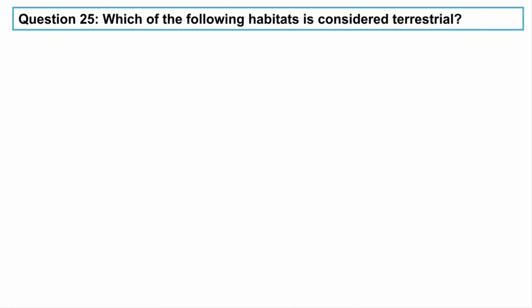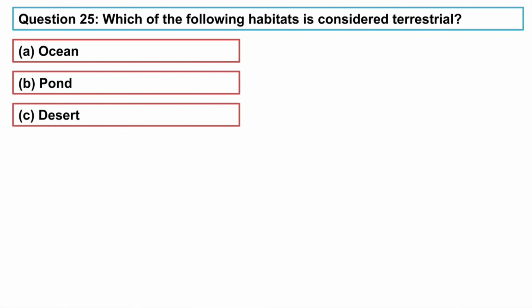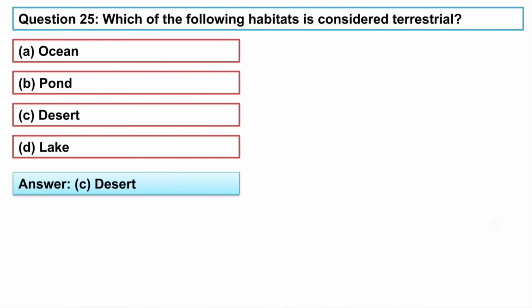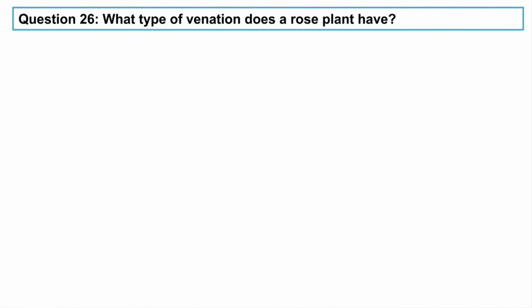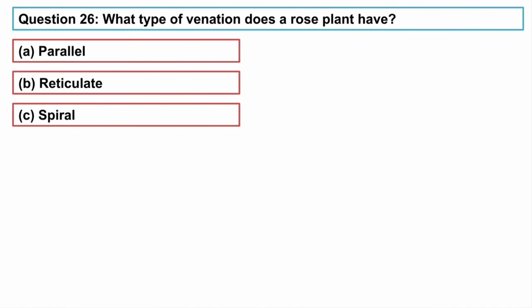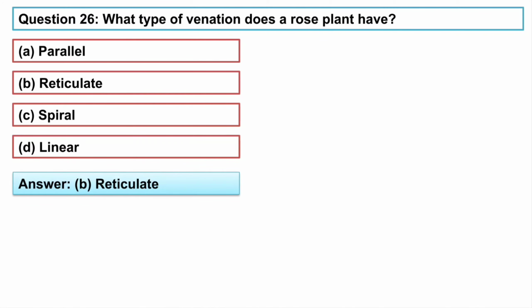Which of the following habitats is considered terrestrial? Ocean, pond, desert, or lake. See, terrestrial means land. So what will be the correct option here? Desert. Okay. What type of venation does a rose plant have? Parallel venation, reticulate venation, spiral venation, or linear venation? The correct answer is reticulate venation.